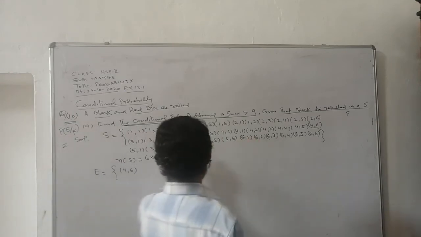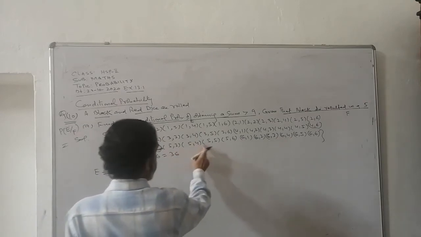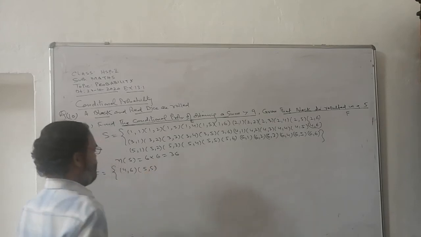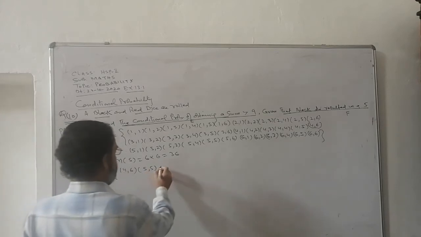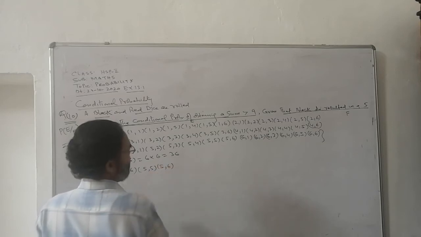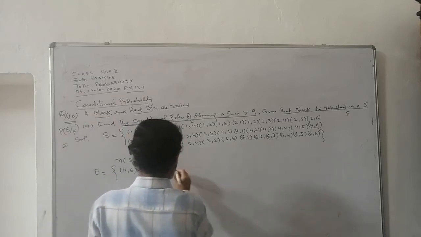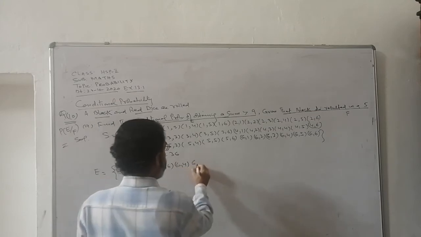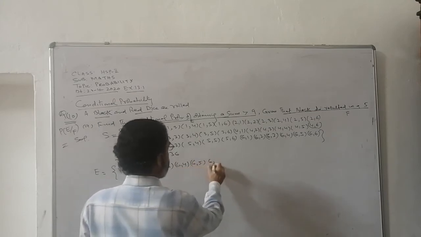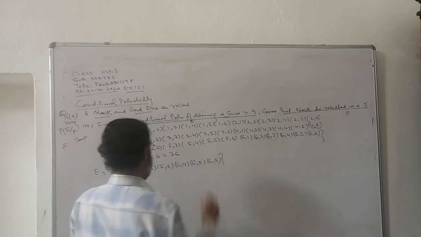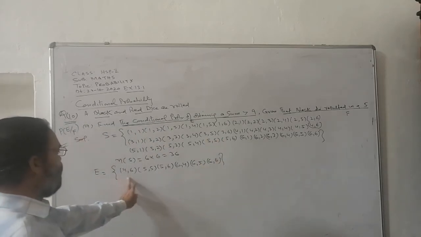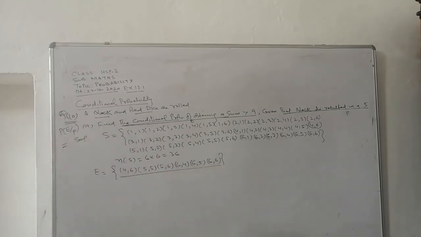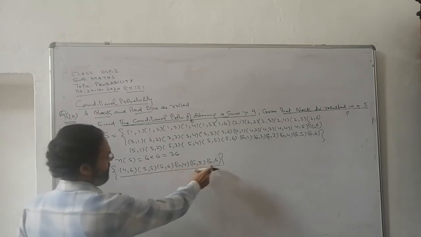Then another point is (5, 5). The sum is 10, which is greater than 9. (5, 6) is also favorable. Then (6, 4) is also favorable. (6, 5), again favorable. (6, 6), again favorable. So these are the points which are in favor of event E.